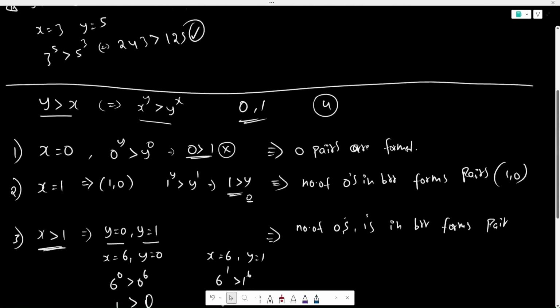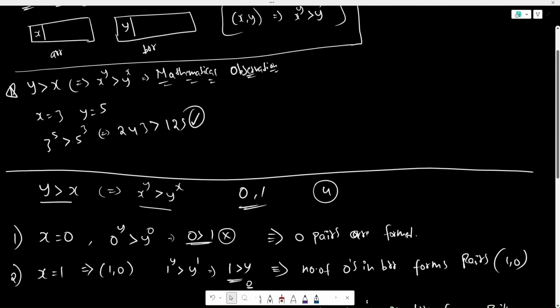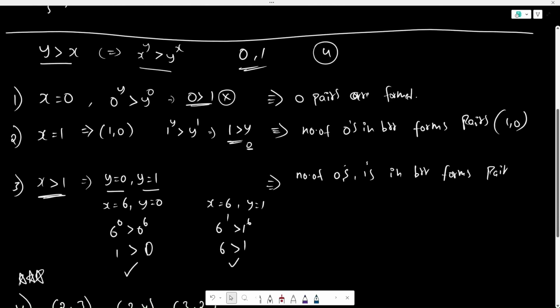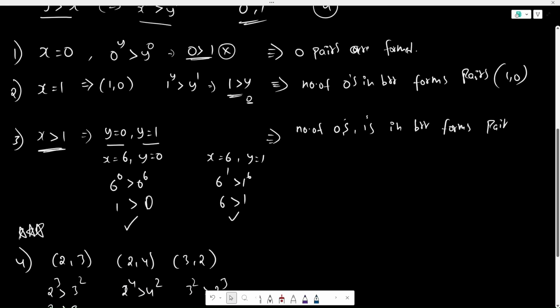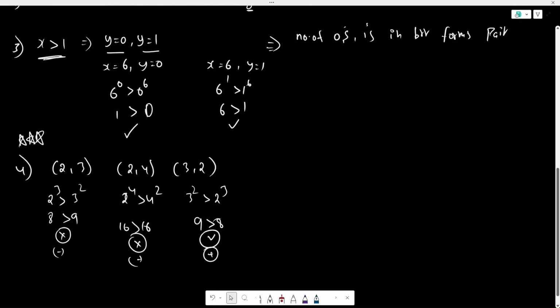So we just need to minus these two pairs and add this pair, that's it. So basically, to solve this problem, we have taken one mathematical observation: whenever y is greater than x, obviously x power y is greater than y power x, but with a few exceptions. The exceptions are 0 and 1, and we need to handle them separately. Whenever x equal to 0, there is no pair, and whenever x equal to 1, only 1 comma 0 is the pair. And for some x, even though y equal to 0 or 1 is less than x, it forms a pair, so we need to handle that separately.